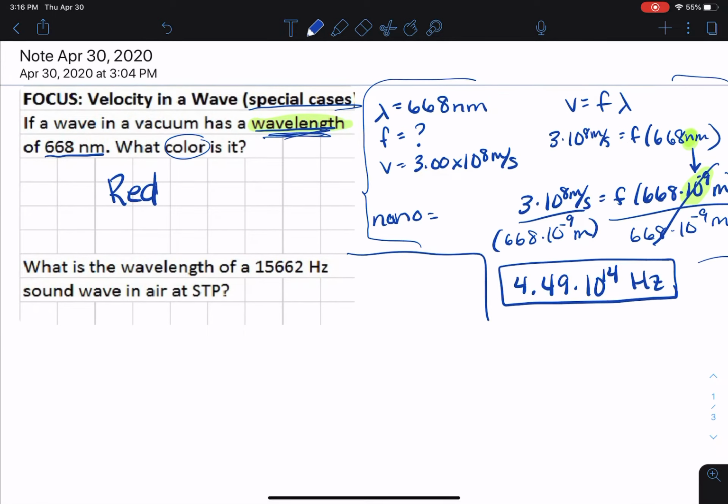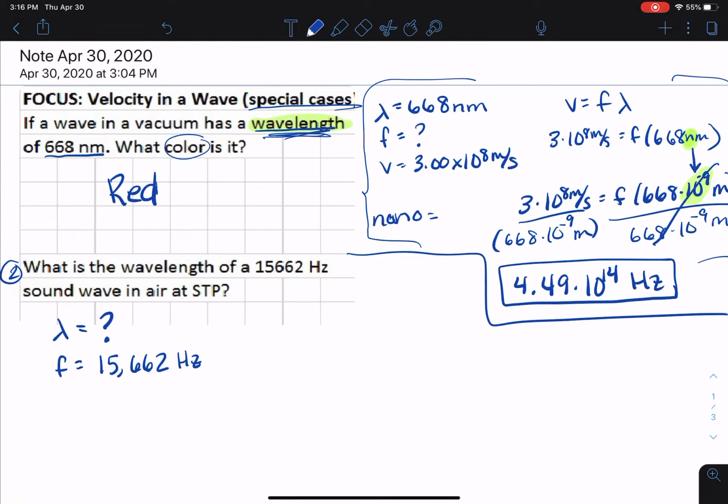Okay, let's do the second one. So what is the wavelength of a 15,662 hertz sound wave in air at STP? Okay, so again, we know a wavelength, 156. No, we don't know the wavelength. That's what we want to know. We know the frequency is 15,662 hertz, and we want to know wavelength.